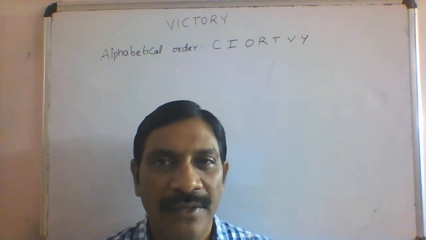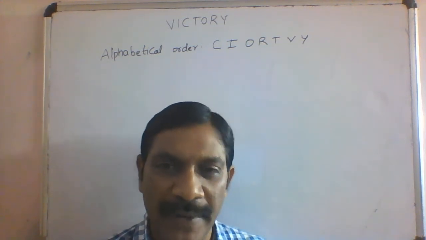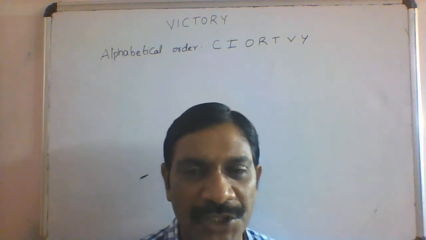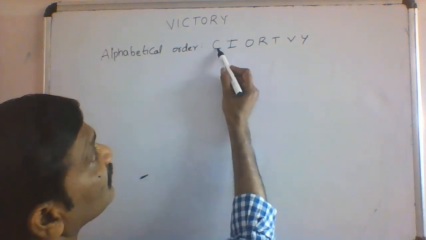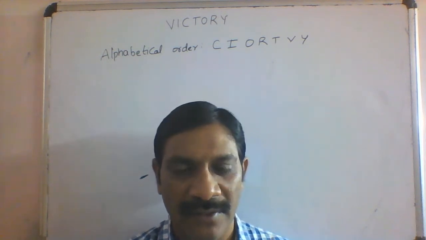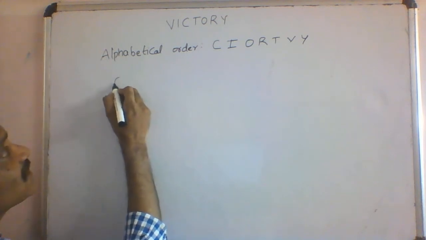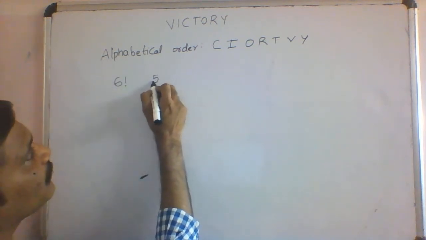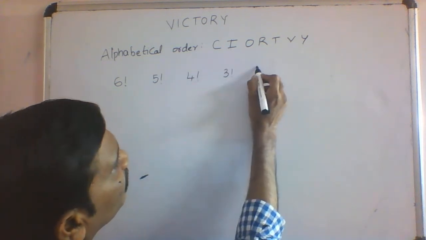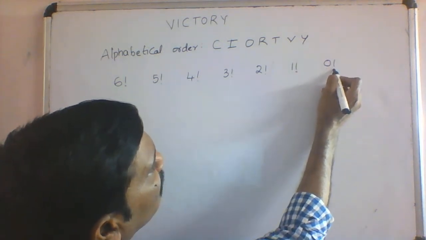What did I say? Count the number of letters in the given word, subtract 1 and start writing in the order by keeping factorial each time. How many letters are there? 3, 4, 5, 6, 7. 7 letters are there. So start writing from 6 factorial onwards. Write 6 factorial, 5 factorial, 4 factorial, 3 factorial, 2 factorial, 1 factorial and 0 factorial.